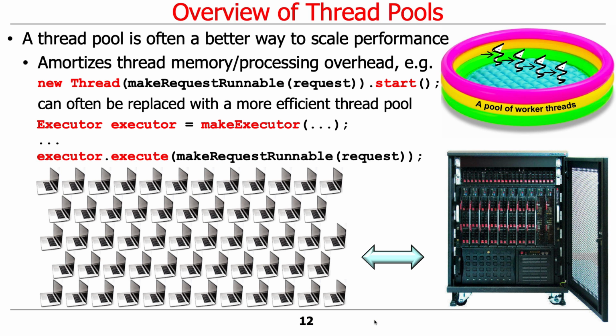So here's kind of what the code would look like. Rather than doing this very inefficient approach, which was the thread per request approach, instead you can make yourself a thread pool with one of the various Executor methods. And then when a request comes in, you can make a new request runnable for that request and execute that request.